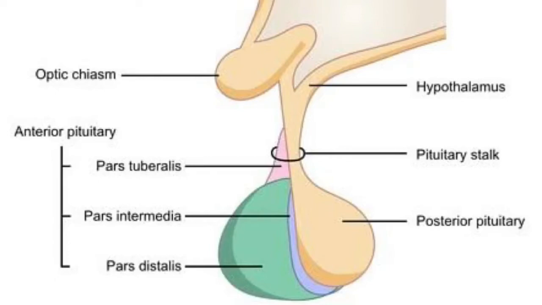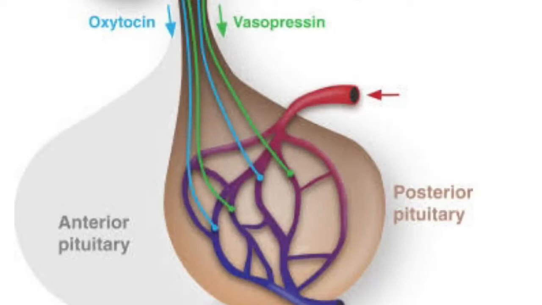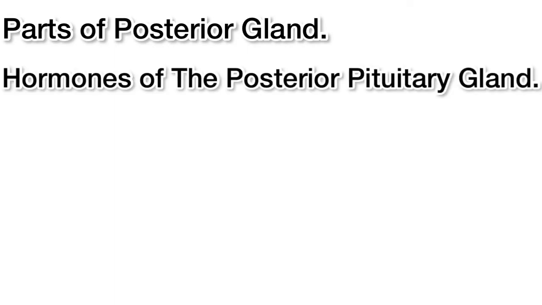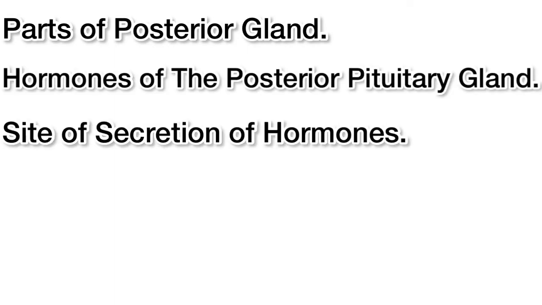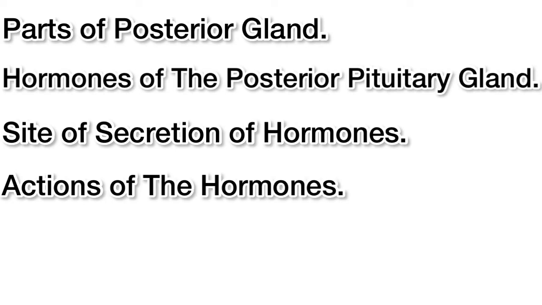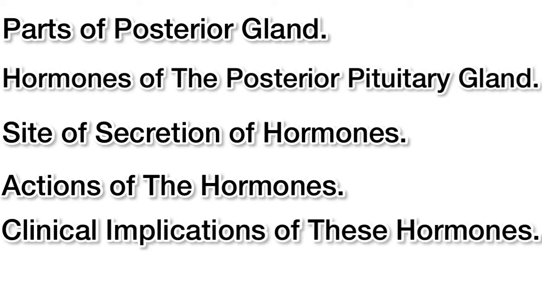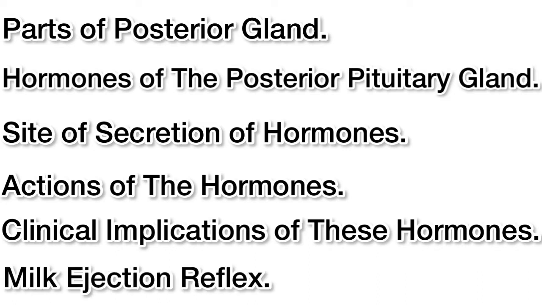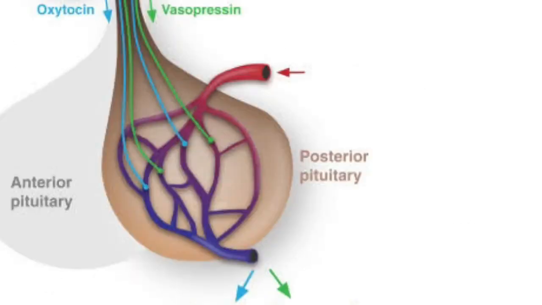So in this particular video, we're going to talk about the posterior pituitary gland, the parts of the posterior pituitary gland, the hormones of the posterior pituitary gland, where they are secreted, and the actions of these hormones on various parts of the body. We'll also look at the clinical presentation, like diabetes insipidus, as regards these hormones. We'll also look at some of the reflexes that are associated with these hormones, like the milk ejection reflex. So having said that, let's now go straight and talk about the posterior pituitary gland.